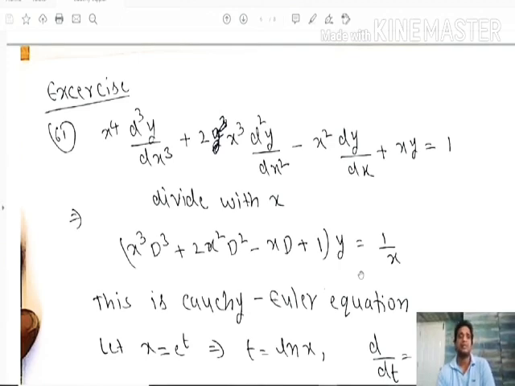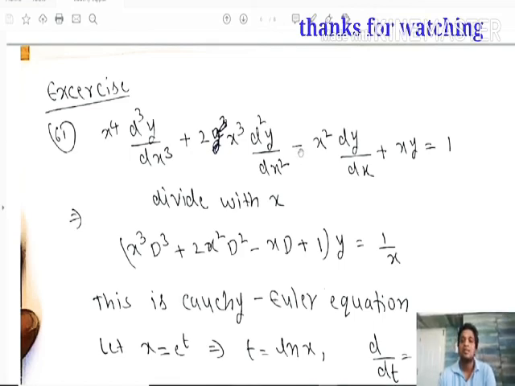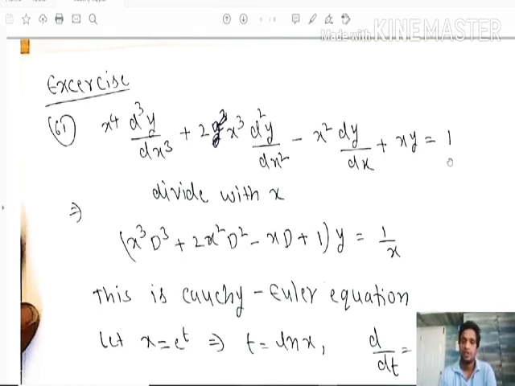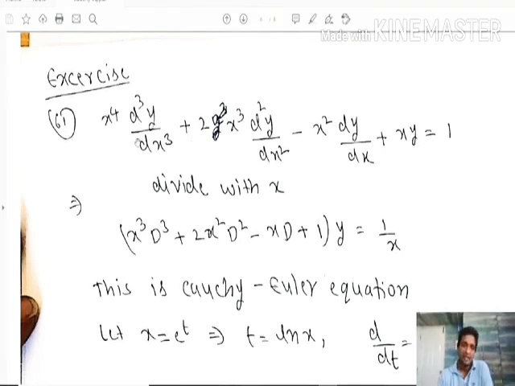Okay, and we jump to the next question here. These are the exercise problems. See here, slightly different from the previous one. This is question number 61 in the exercise: x power 4 d cube y by dx cube plus 2x cube d square y by dx square minus x square dy by dx plus xy is equal to 1. One thing, here x power 4 is there, but the derivative is only of order 3. Here x cube is there, but the derivative is only of order 2. Here x square is there, but the derivative is only of order 1. Here x power 1 is there, with no derivative.